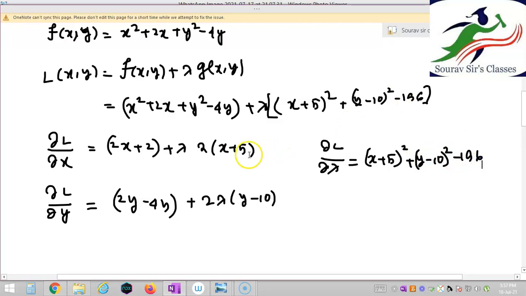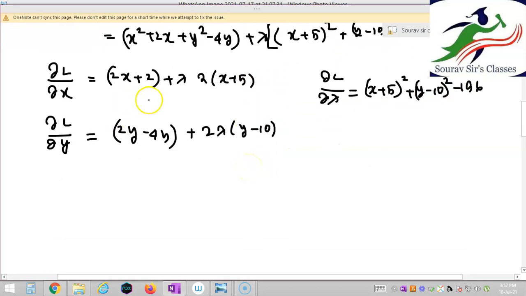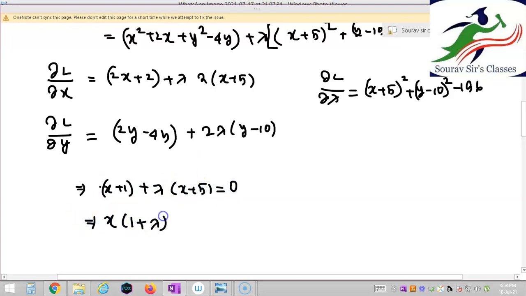Now equating all of this with 0, and cancelling 2, I will get x plus 1 plus lambda into (x plus 5) is equal to 0. So taking x common, I can write (1 plus lambda) x is equal to minus 5 lambda minus 1, right? So the value of x is equal to (minus 5 lambda minus 1) by (1 plus lambda).